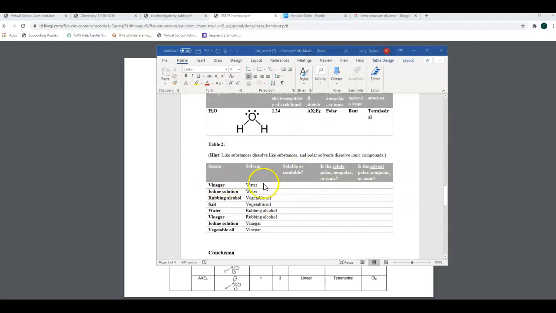Let's just look at this table. It gives us that the solute is vinegar and the solvent is water. First off, it says, is the solvent polar, nonpolar, ionic? Well, we already know that water is polar, right? We just figured that out in step 1. We know that it's polar, so we're just going to write polar right there.